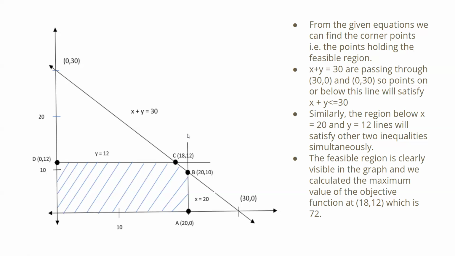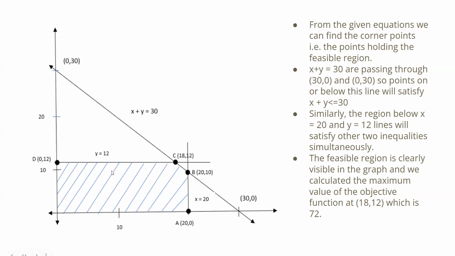You cannot skip a single constraint and find the optimization. You have to consider all of the constraints and then find the optimal solution. So if you consider the common area of feasible solution from all these three lines, x plus y equal to 30, y equal to 12, x equal to 20, then you can identify this area which I have highlighted with the blue lines. This is the common area of feasible solution for this linear problem.